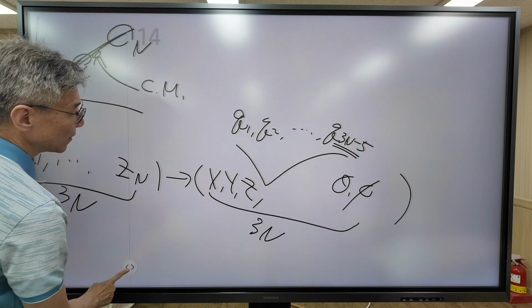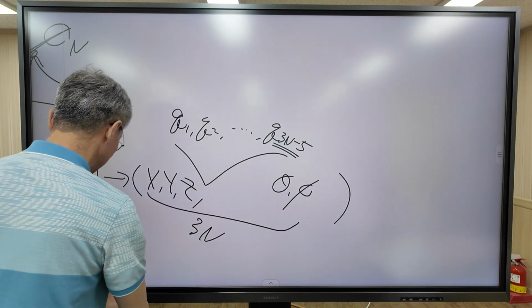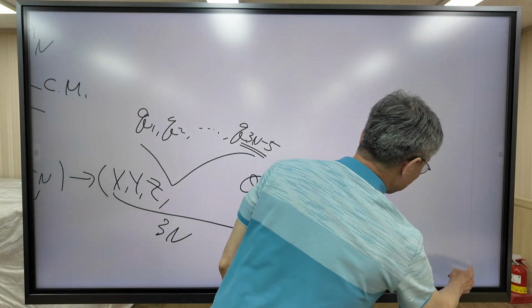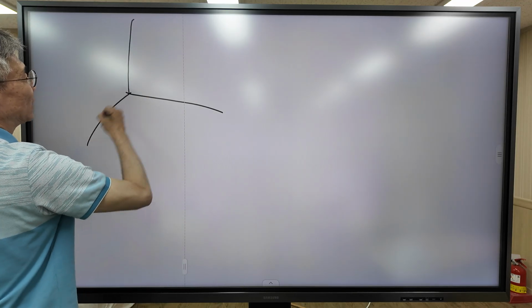Now, this is a linear molecule. Now consider non-linear molecules. A typical example of a non-linear molecule is H2O.